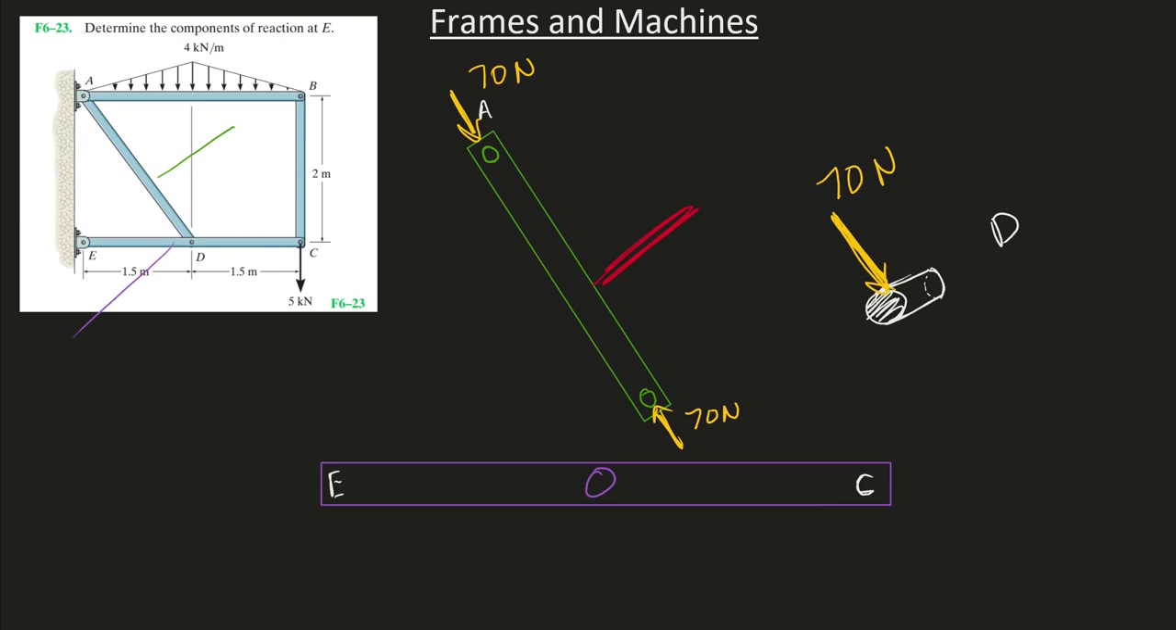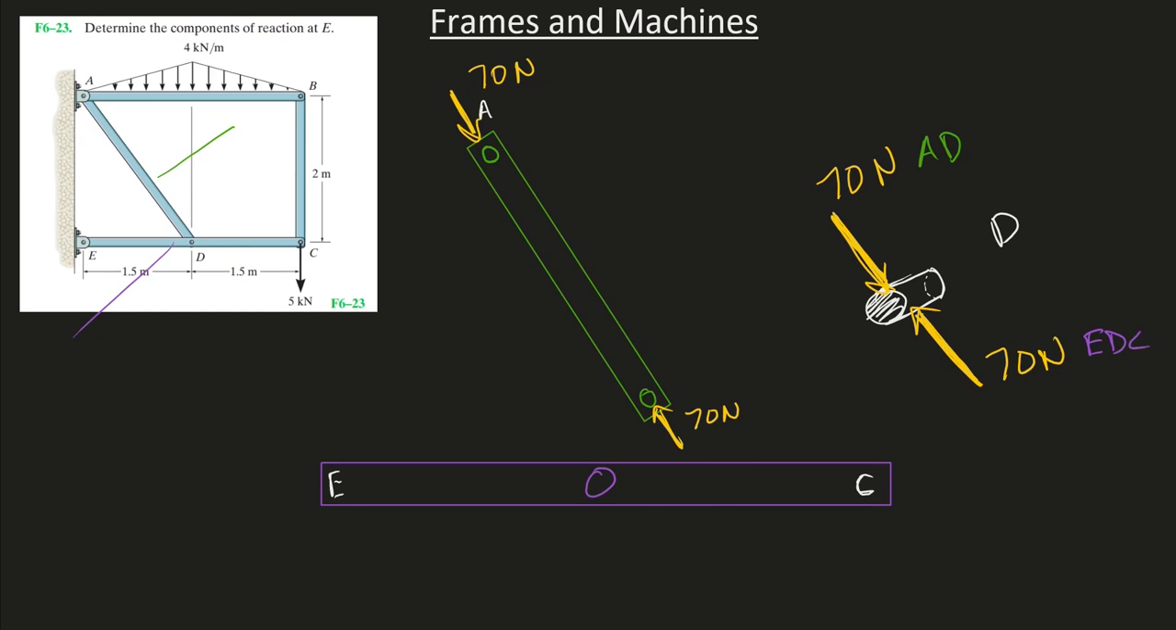Okay. Well, looking at our pin D, we know that there's only two things touching pin D. There's the green member, which we already got, that's the 70 Newton, and there's the purple member here. Well, for there to be equilibrium, we know that this purple member must put an upwards diagonal force of 70 newtons on our pin at D as well. So this is the force from AD, that's 70 going down diagonal. And here's our force from EDC, going up diagonal.